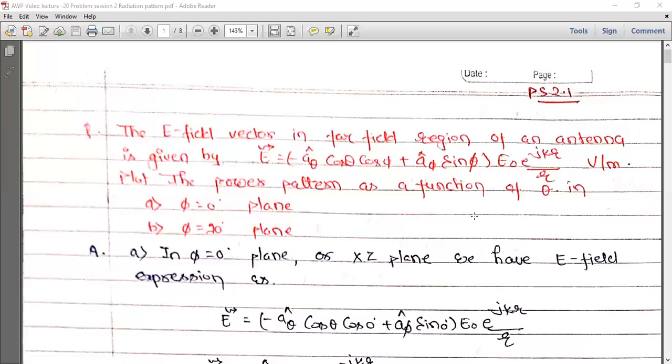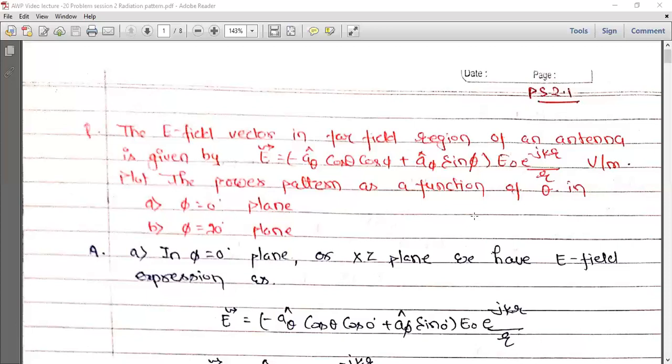Okay, so we have to plot the radiation pattern in the phi equals 0 and phi equals 90 degree planes. What does this mean? Later on we will see that when we have the resultant radiation intensity, we substitute phi equals 0 in that expression to find the radiation pattern in the phi equals 0 plane, or we substitute phi equals 90 degrees to find the radiation pattern in the phi equals 90 degree plane. Okay, so let us start to solve this question.